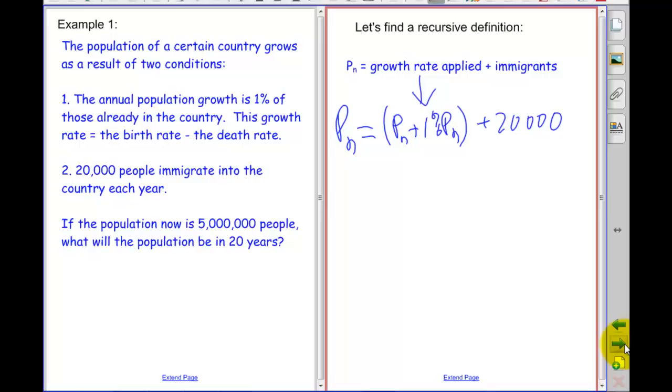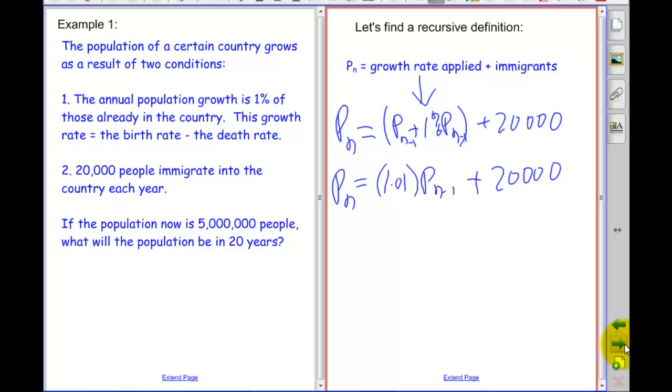It's every year. So actually we should say P of N minus 1. Why? Because to find the population in any year N, you have to look at last year's population, multiply that by 1% and add that on. Now there's a simple way to do this, and that's to say 1.01 times the previous year's population, plus 20,000.